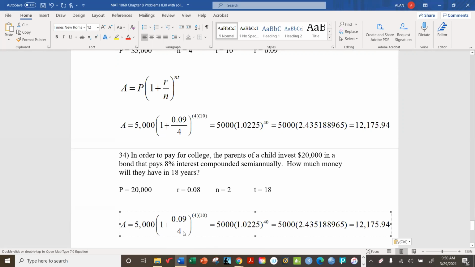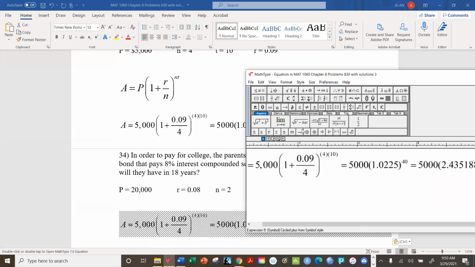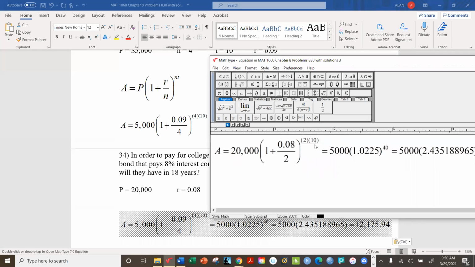All right, so this time it's 20,000. And the rate is 8. Compounding frequency is 2. And this is for 18 years.